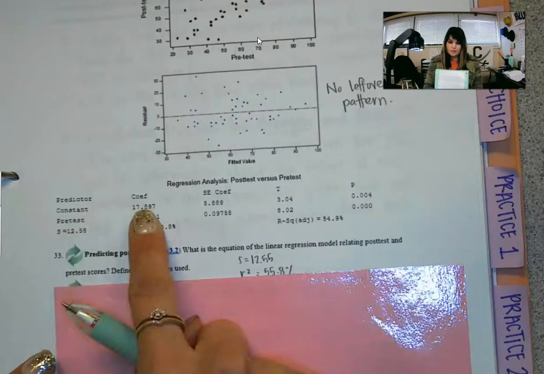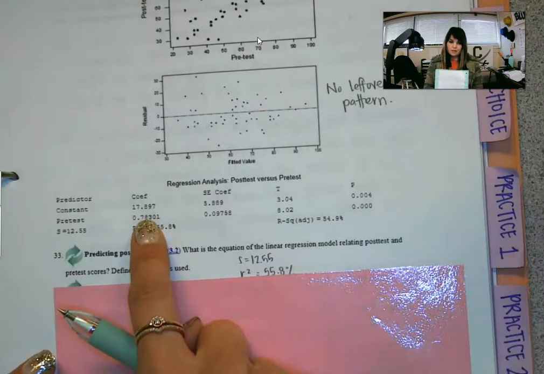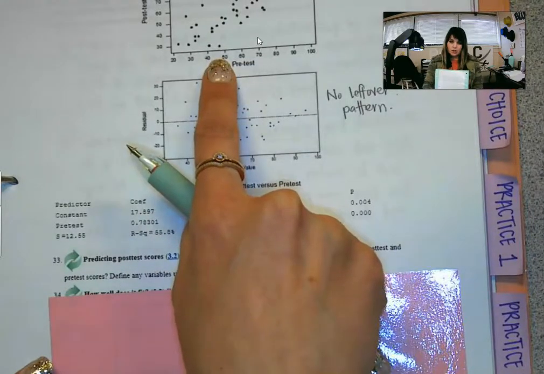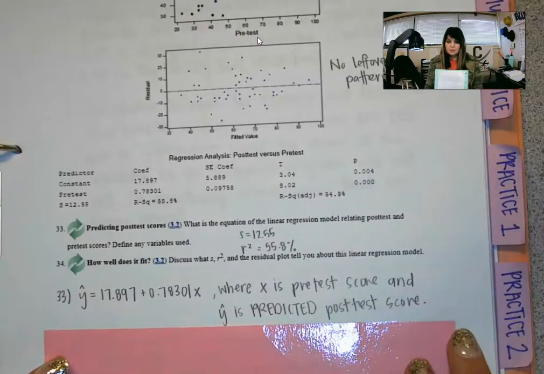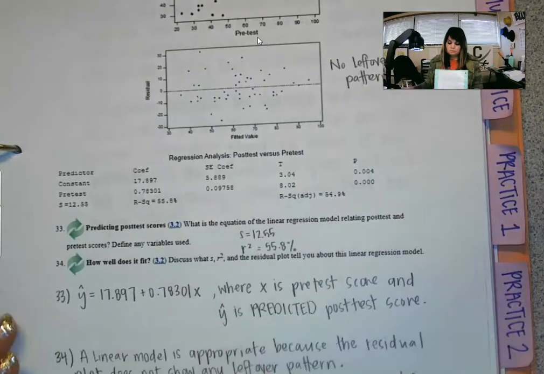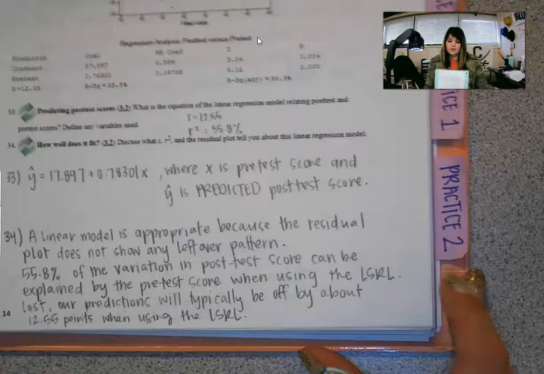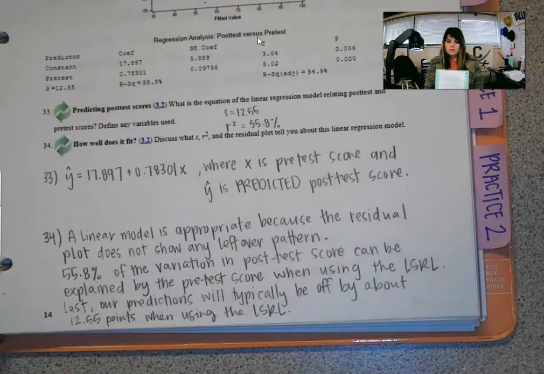Remember, constant is always your A, and then the word that matches what's on your x-axis is always your slope value. So there's the equation for the line, where x is pre-test score and y hat is predicted post-test score. A linear model is appropriate because the residual plot does not show any leftover patterns. So what does this tell you about our linear regression model? A linear model is appropriate.